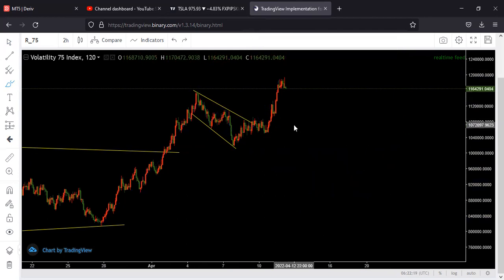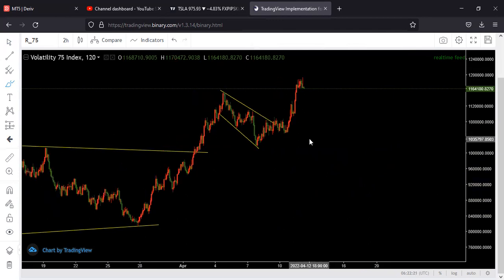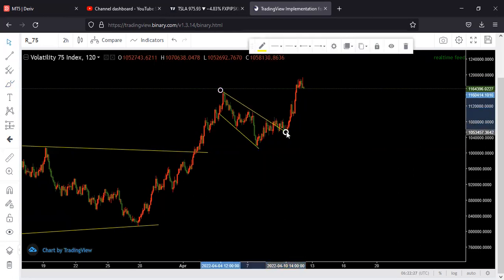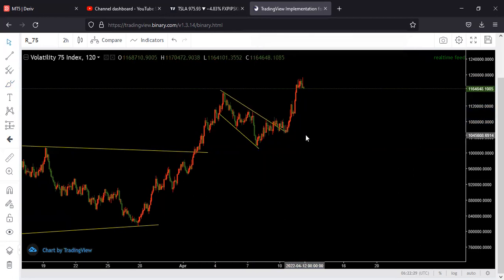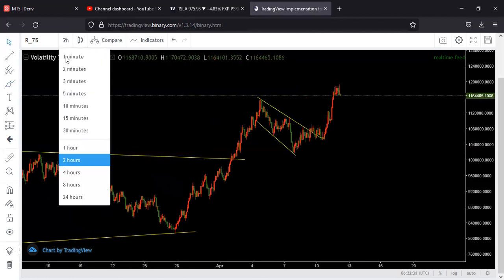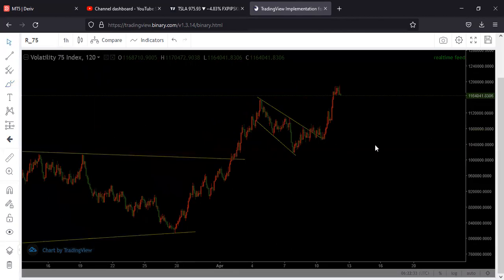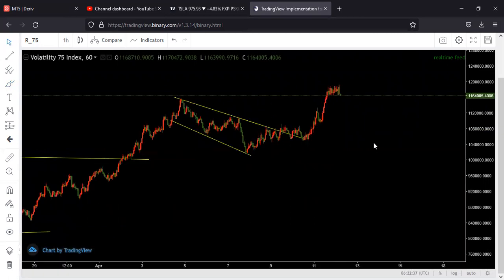So now, what are we going to do, guys? We were waiting for the breakout here. Let me adjust this trend line so that you can see it in a good way. So when you go to H1, guys, is where we take our trade. Remember, don't go far away from this time frame.